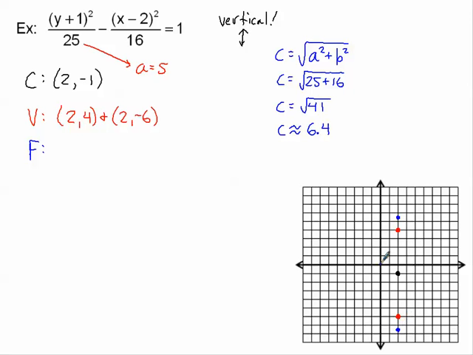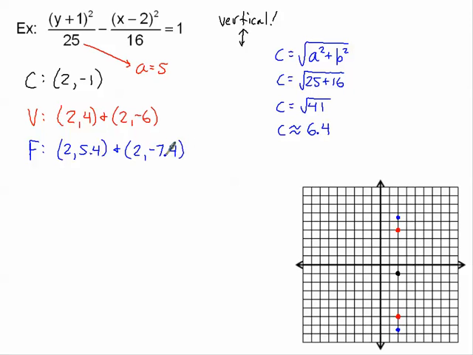Let's actually see what those 2 points are. 2, of course, 1, 2, 3, 4, 5.4. So (2, 5.4). And the other one is 2 and then negative 1, 2, 3, 4, 5, 6, 7.4. So (2, -7.4).